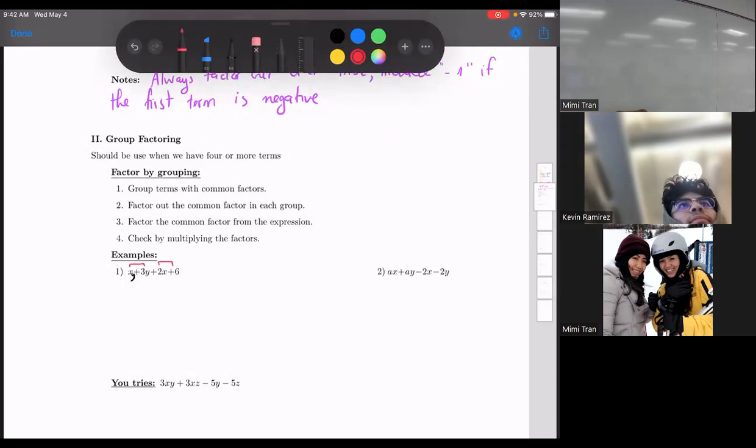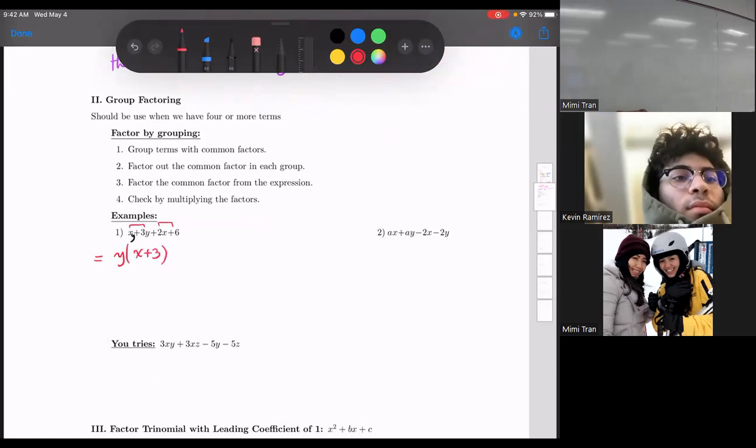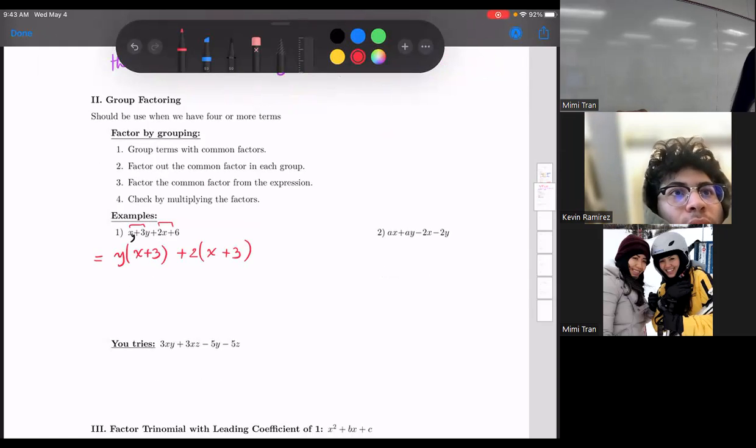So I'll group those two. What can I factor out of the first two? Y, right? What's left is x plus 3. And then for the second one, I can factor out 2, right? And then again, I have x plus 3. You should have x plus 3 again. If you don't, then maybe you grouped it in the wrong way. Usually you should have the same thing again. Why? Because you can factor out again, right?